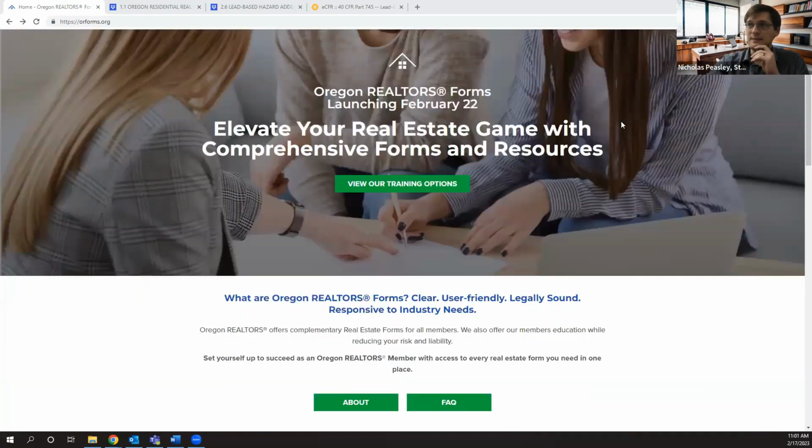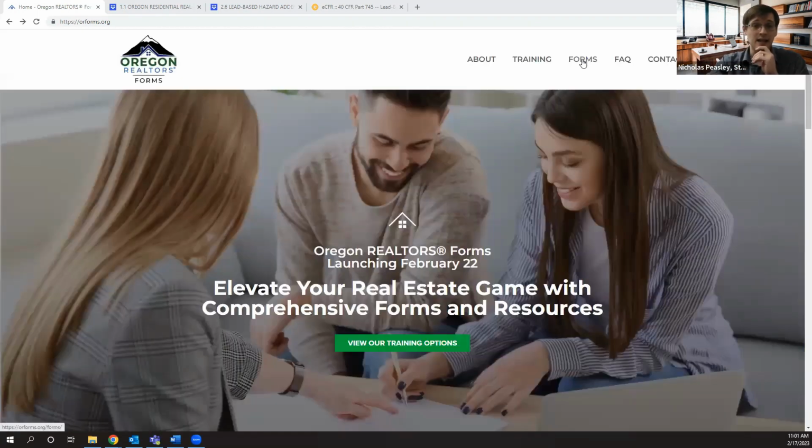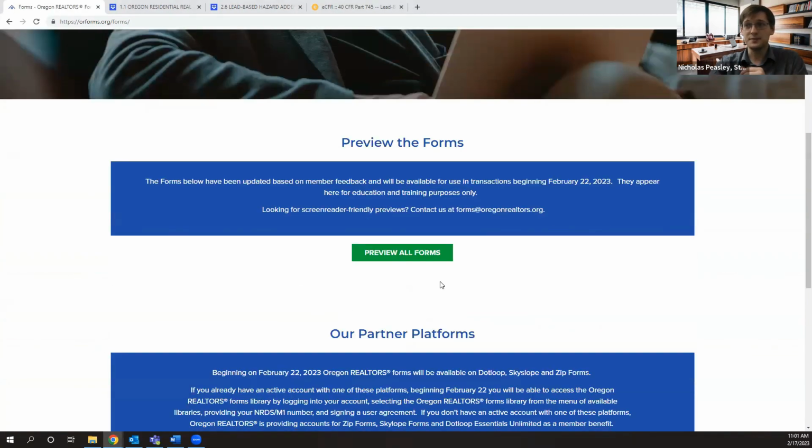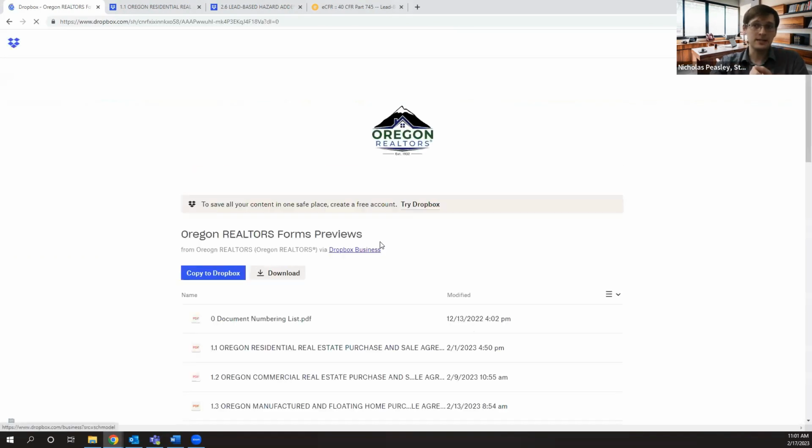What we're going to do to get to the lead-based paint section is click on the top corner, forms. It takes you to the get your forms page and also preview forms. So we can click preview all forms, and that takes us to a drop box that has all the forms. Just like before, it was a quick and easy thing to get to. At this stage, it's now two steps in to get to the preview area. So this is where we are going to start, is the preview.